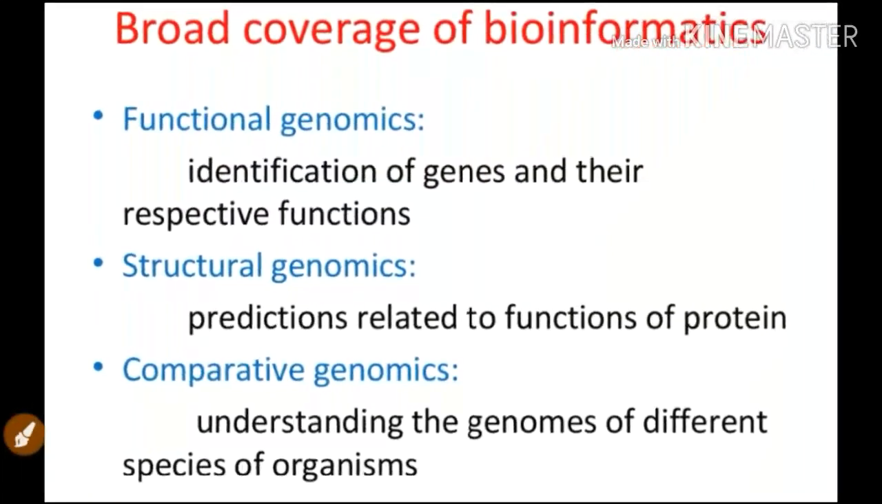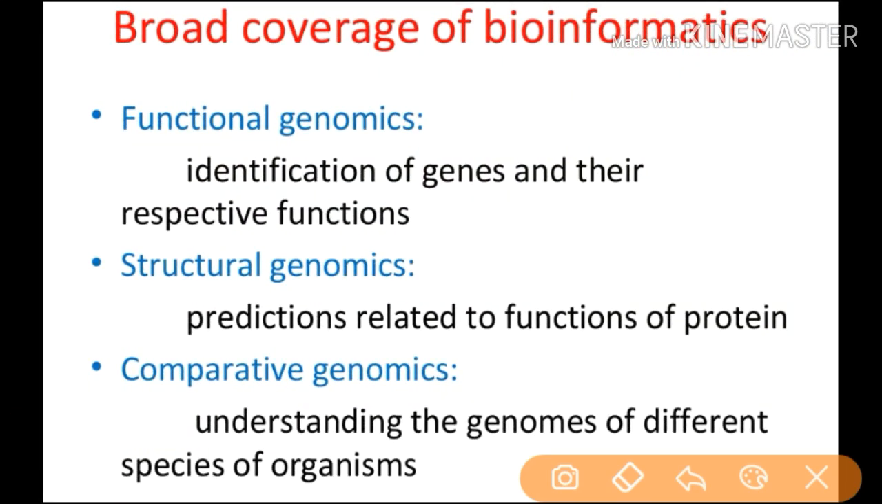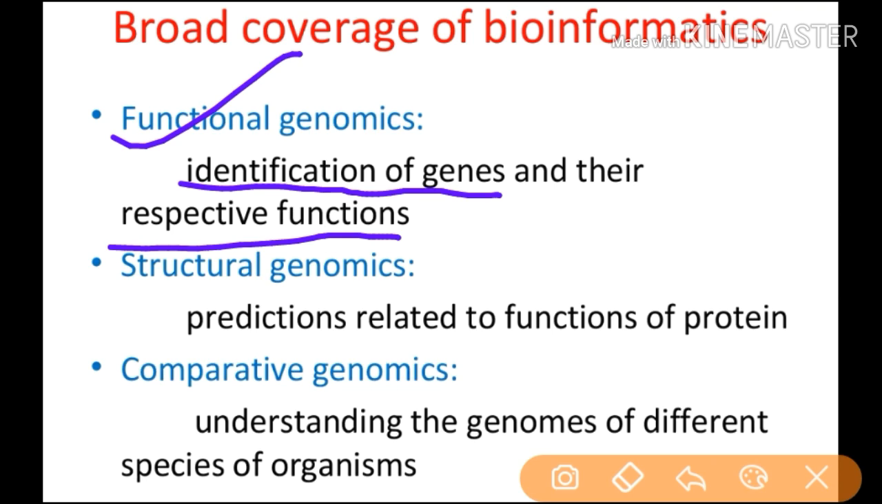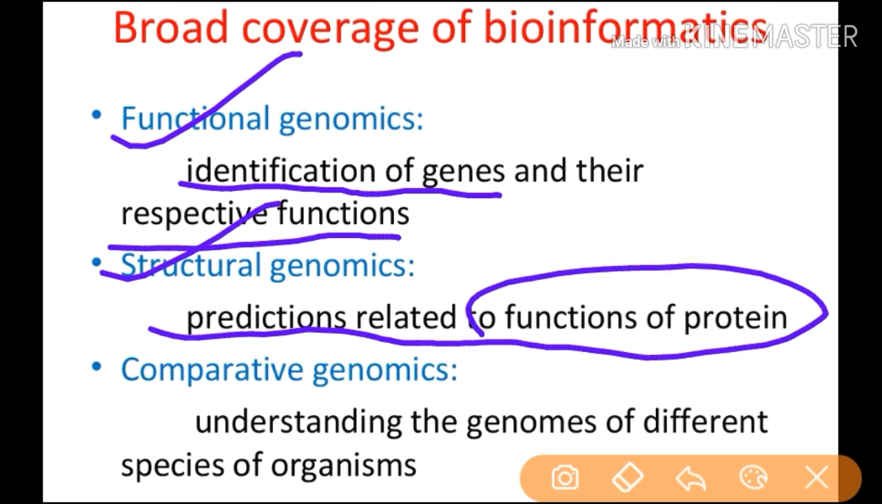Now we come to its coverage, or you can say its branches. The first one is functional genomics. In this we identify different types of genes and their respective functions, what kind of function they do. The second one is structural genomics. In this we get to know the protein structure and what kind of proteins work in our system. The third one is comparative genomics, and in this branch we understand the genomes of different species and their relation to each other.